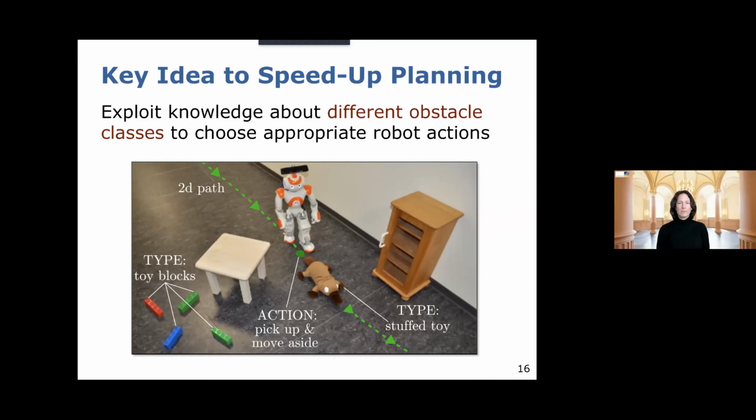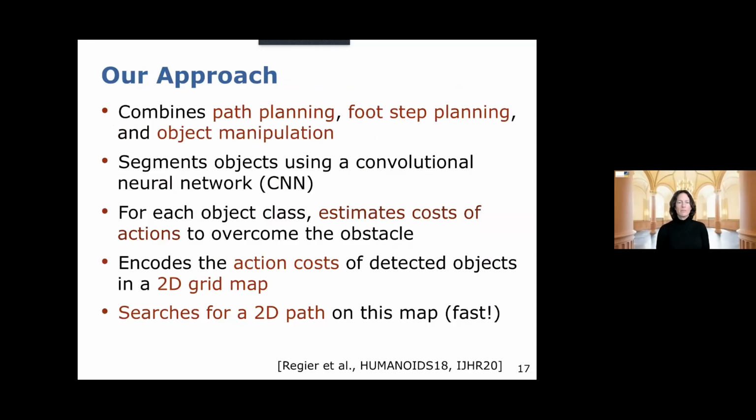Our approach combines path planning, footstep planning, and object manipulation in one framework. We use a convolutional neural network for pixel-wise segmentation of the RGBD image, and in this way obtain the information about the obstacle classes. Then for each object class, we estimate the costs of the corresponding actions to overcome the obstacles. And the action costs depend on the execution time the robot needs to execute the action. Finally, we encode the action costs in a 2D cost grid map of the environment and use this map for fast path planning as shown before. And this path then implicitly contains the necessary actions the robot needs to carry out to reach its goal location. I will present the individual steps in the following in more detail.